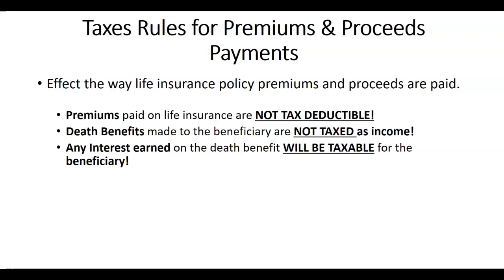Death benefits made to the beneficiary are not taxed as income. So you can't put that as a write-off on your income or as one of your incomes when you do your taxes. Any interest earned on the death benefit will be taxable for the beneficiary. Any interest earned will be taxable, which we talked about in variable whole life and universal life. We talked about that already.